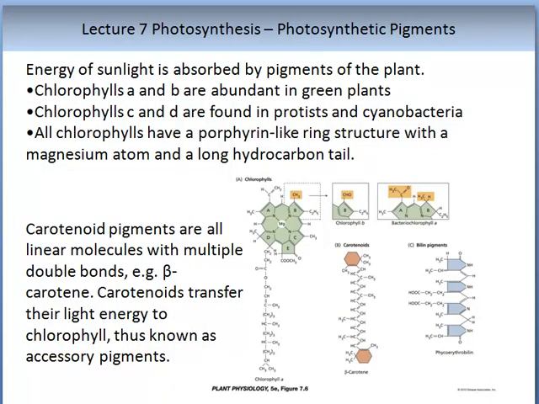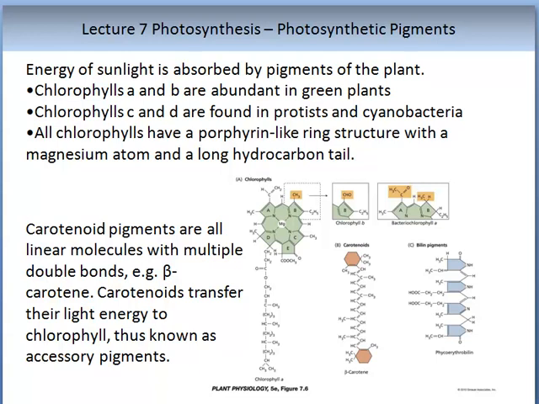Chlorophyll A, which we have been talking about, is one photosynthetic pigment, but there are others. Chlorophyll B is another photosynthetic pigment, and so are the carotenoid pigments. On your slide, you will see some molecular structures of these compounds. Energy of sunlight is absorbed by pigments of the plant.